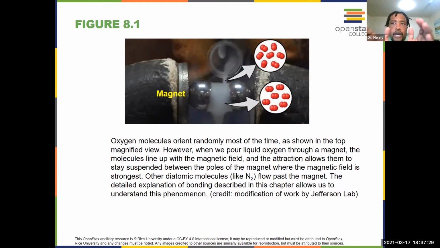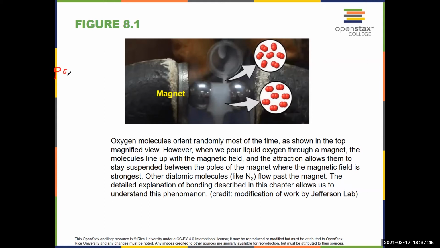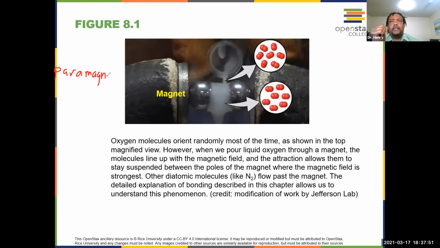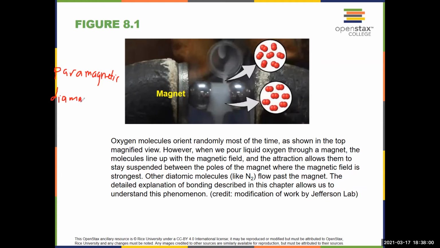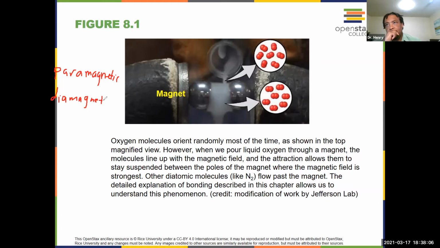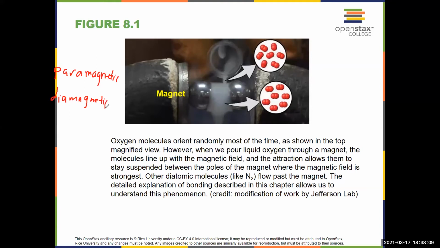Now, the reason why this happens in the case of a magnet and in the case of oxygen is because oxygen is, you guys remember, I think we talked about this last time, paramagnetic and diamagnetic. Yeah, you did go over that. Okay, so what is the difference between paramagnetic and diamagnetic? I don't remember which one is which, but I remember that one has all of its electrons spread out across the shell. Okay. That's the diamagnetic. The paramagnetic is where they don't.